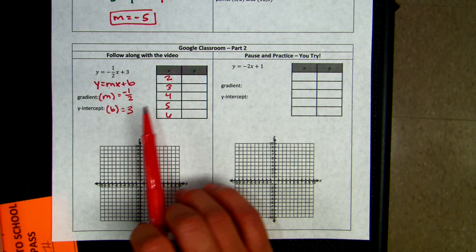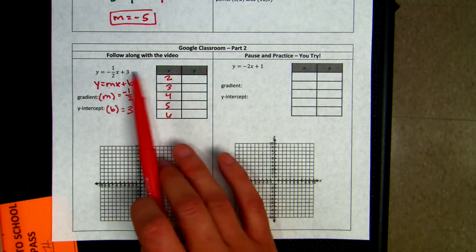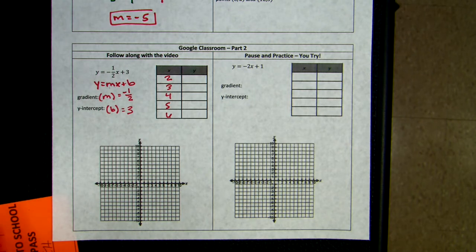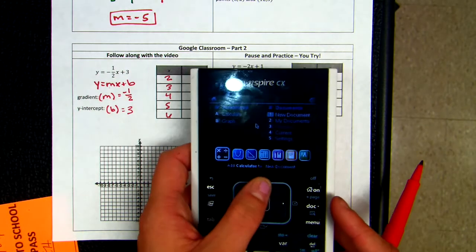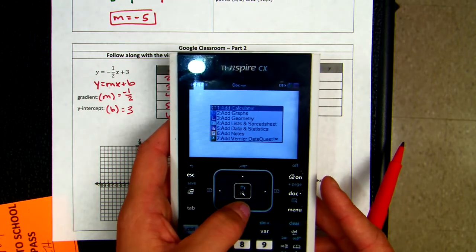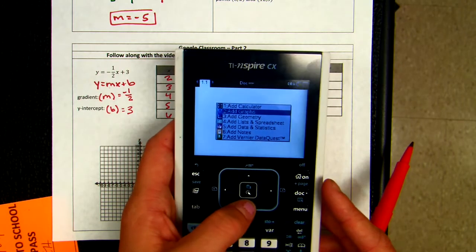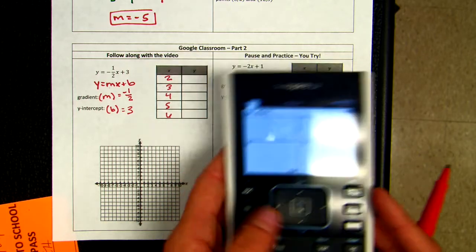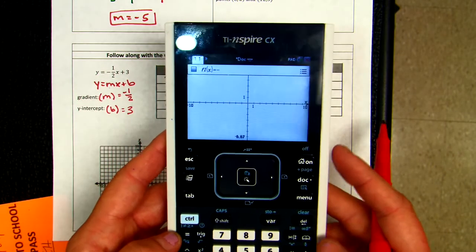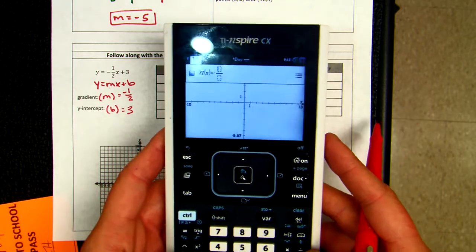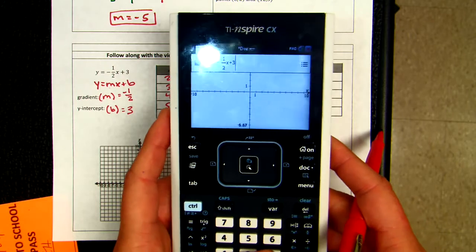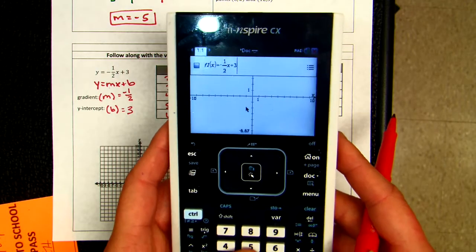Most of y'all have seen this. Usually we just take our x values and plug it in for x to generate a y value, but I'm going to show you how to do it on the graph or on the calculator. If you go to New Document, add graphs, and then type your function in exactly as you see it here. So I've got negative 1 over 2 x plus 3, and then hit enter.